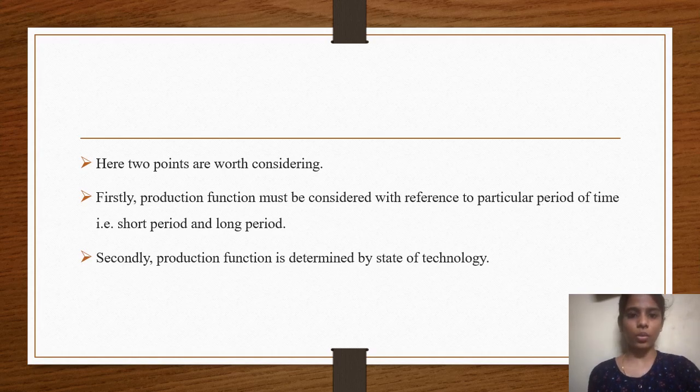Here, two points are worth considering. Firstly, production function must be considered with reference to a particular period of time, that is, short period and long period. Secondly, production function is determined by the state of technology.